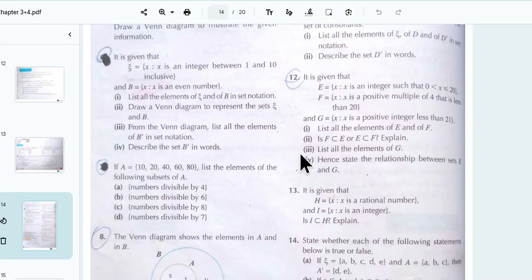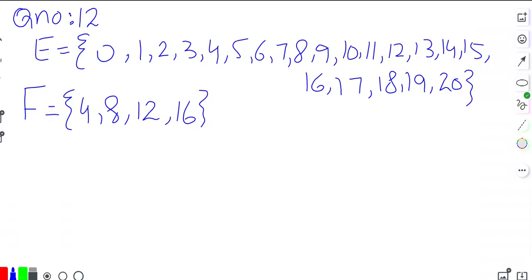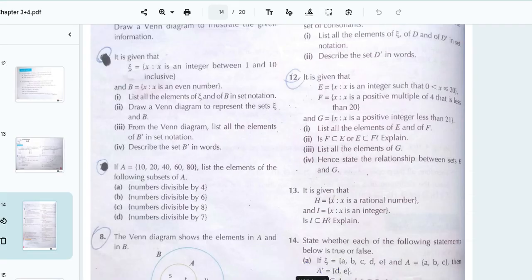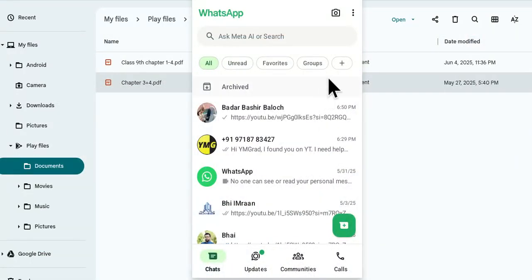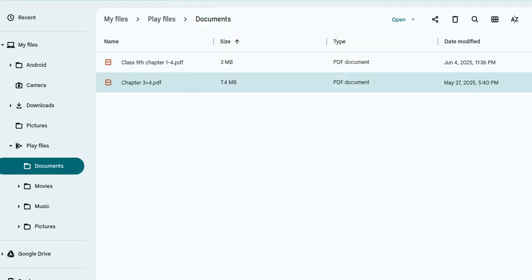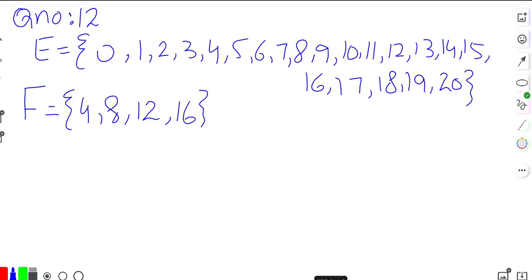Moving to the solution of question number 12. So here I have already written set E, which is 0, 1, 2, 3, 4, 5, 6, 7, 8, 9, 10. But according to the statement, it is mentioned that 0 is not inclusive. So that means we have to remove 0 from this one. Is it clear? Remove 0 from this one.